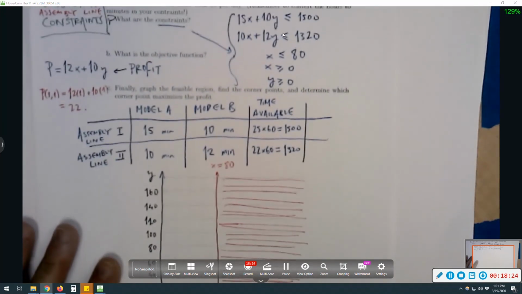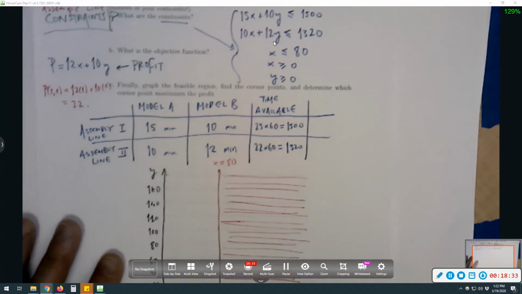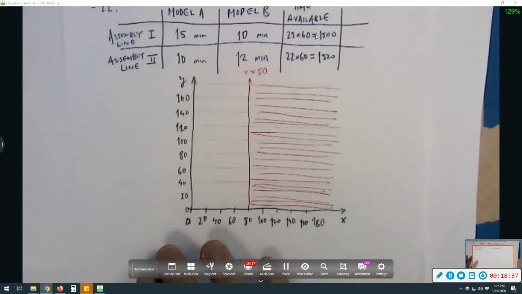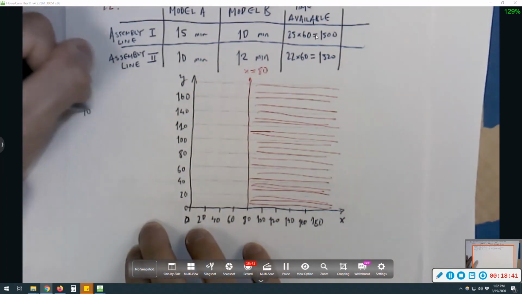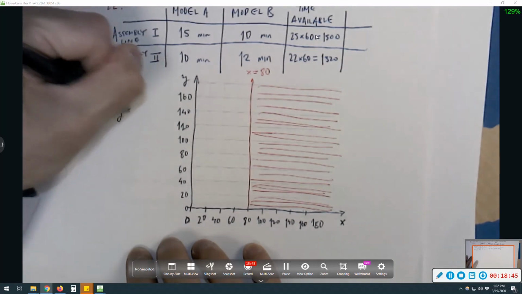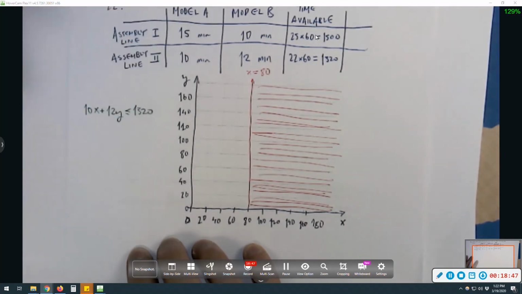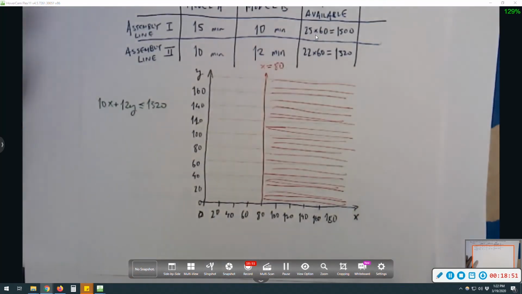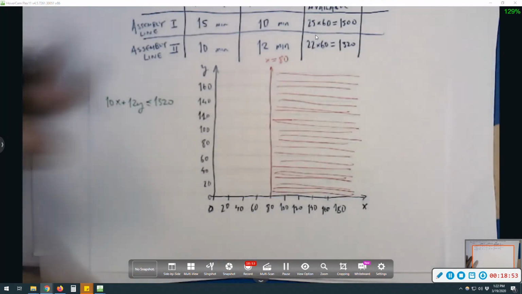So we started graphing these ones over here, and we'll do them right now. Let's start with 10x plus 12y is less than or equal to 1320. I'm going to write that down here. And as we did yesterday, I'll just repeat it here: you can use the intercepts method.